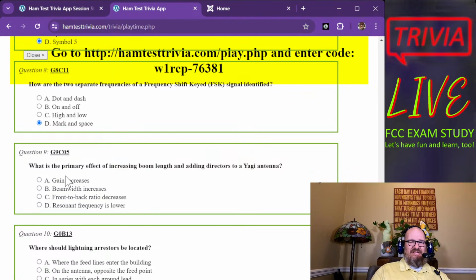It is pretty difficult, but I'm going to go gain increases. All right, where should lightning arresters be located? Outside. Freaking outside. Where the feed lines enter the building is also known as outside.